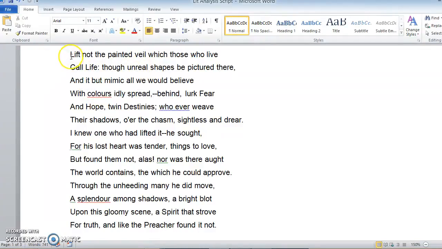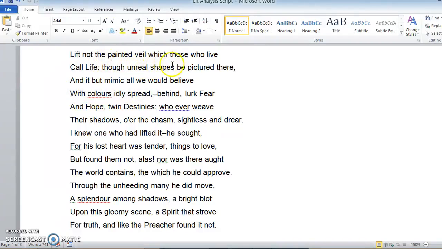So when you look at this first sentence, "Lift not the painted veil, which those who live call life," and then you have a colon, and a colon is going to list or sort of announce something. It's like, here we go. The end of this thought kind of goes on, but here's the end of the paragraph here. And we don't really call them paragraphs, we call them stanzas. But let's take it little by little.